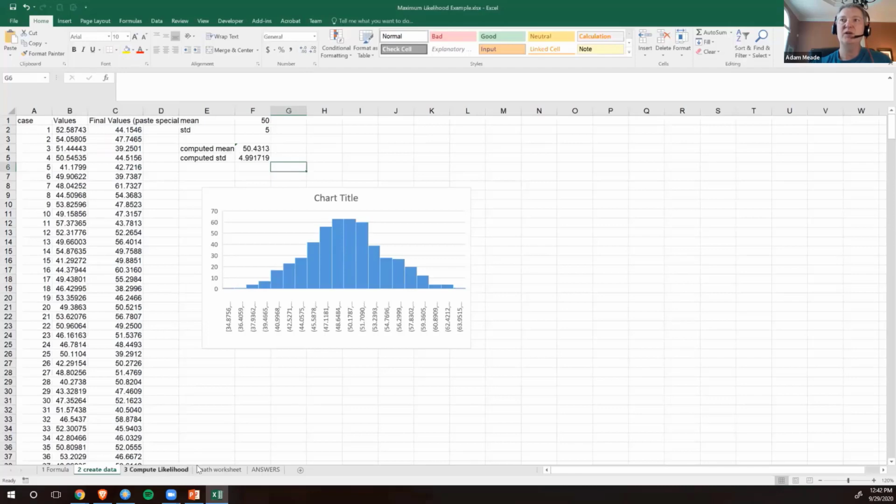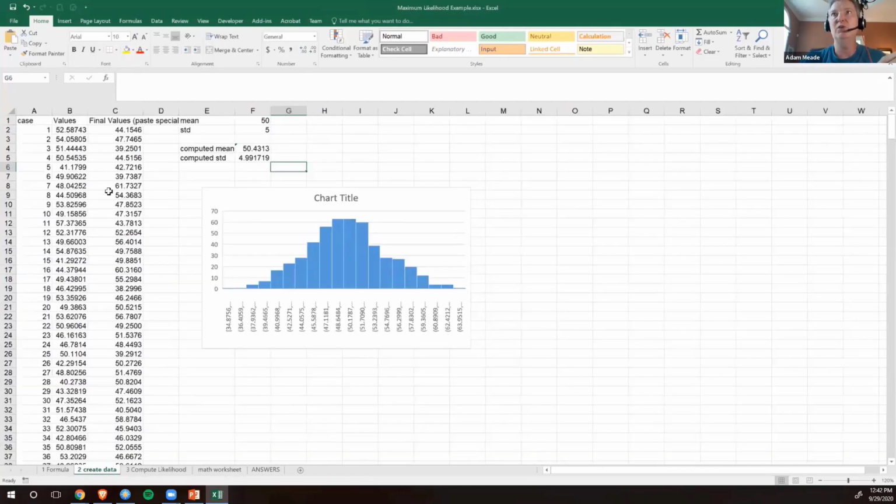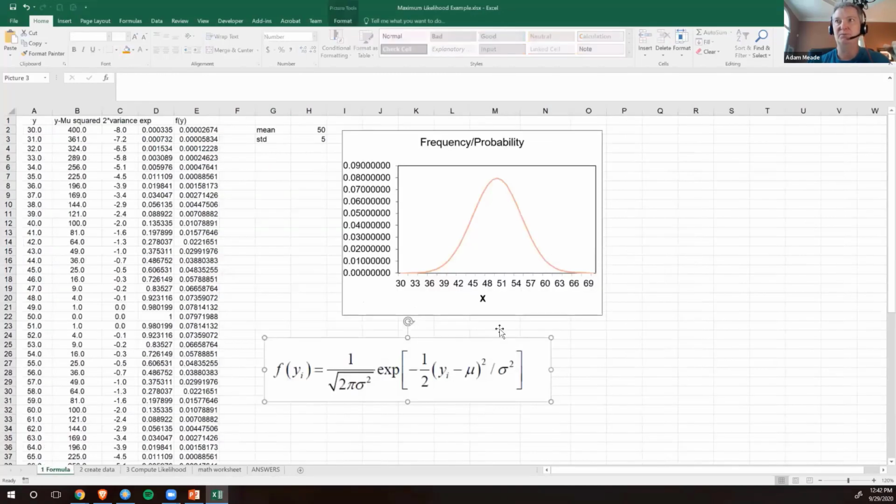Now what we're going to do is we're going to go over and do this with maximum likelihood estimation. Okay, so maximum likelihood estimation will do the following. It'll look at each value right here, and it'll say, if this data are normally distributed with a mean of 50 and standard deviation of 5, what is the frequency with which we should observe each of these values, right?